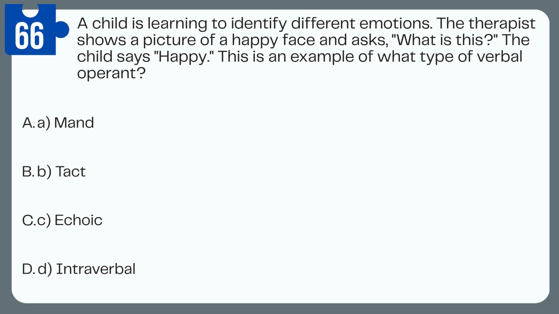Question 66. A child is learning to identify different emotions. The therapist shows a picture of a happy face and asks, "What is this?" The child says "happy." This is an example of what type of verbal operant? A. Mand. B. Tact. C. Echoic. D. Intraverbal.